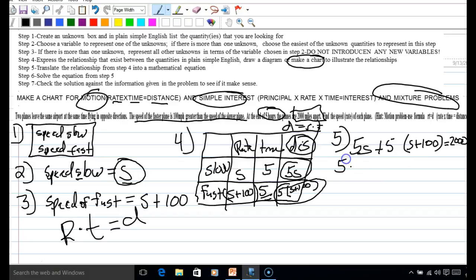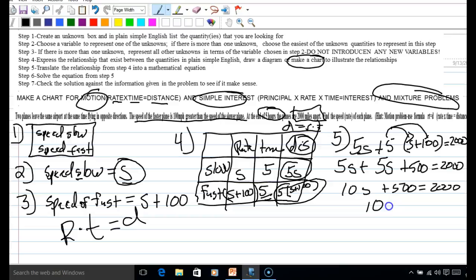So that gives me 5s, distribute the 5 here, plus 5s, 5 times s is 5s, and 5 times 100 is 500. So don't forget to distribute the 5 here. So that gives me 10s plus 500 is equal to 2,000. Subtracting 500 from both sides, that gives me 10s is equal to 1,500. Dividing both sides by 10, that gives me s is equal to 150 miles per hour.